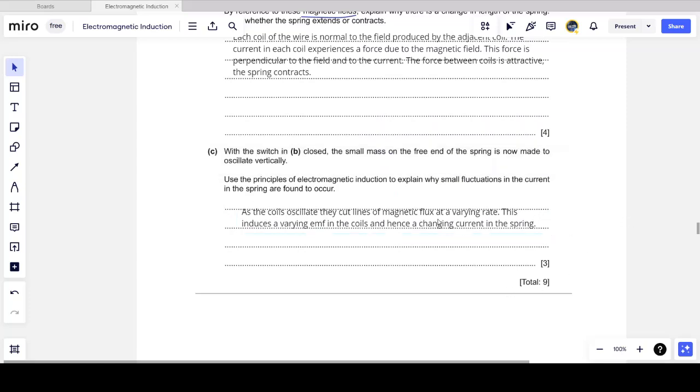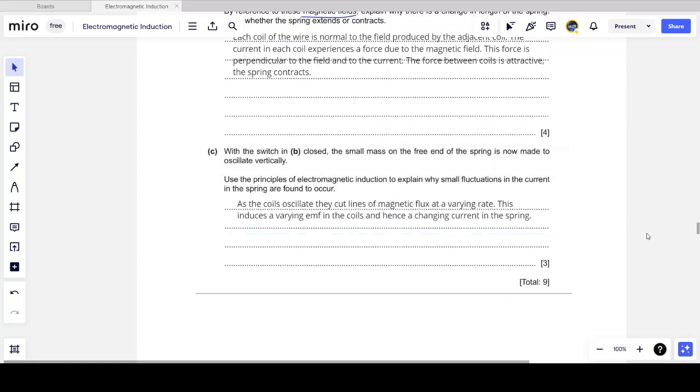And so this is also a very intuitive question. You have to think of the principles of electromagnetic induction, and you'd have to know what's happening in the oscillation. So the rate of magnetic flux being cut is changing, it's a varying rate, and so the induced EMF is varying, and hence the current is constantly fluctuating. It might be a small fluctuation, but it's still a fluctuation nonetheless.